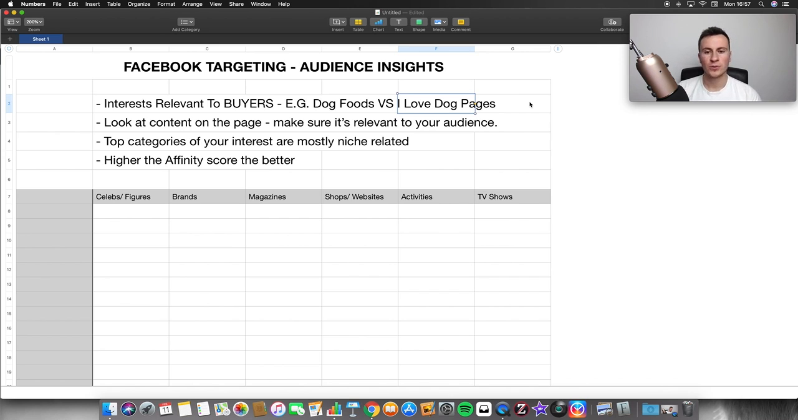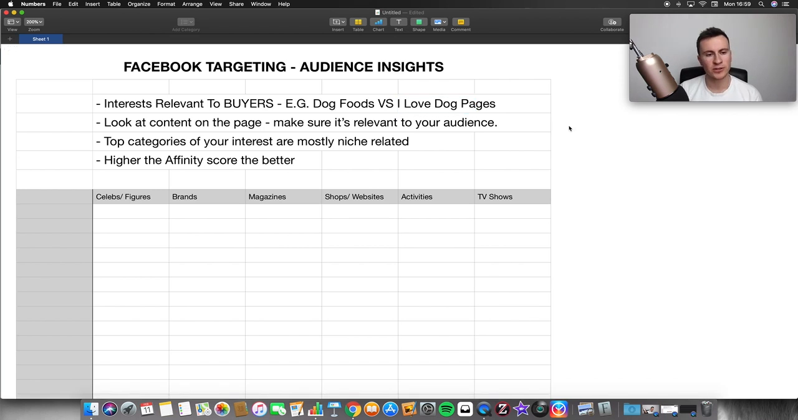So for these two examples, for interest in dog foods, obviously the chances of somebody who doesn't even own a dog being interested in dog food is going to be a lot slimmer than somebody who does own a dog. So obviously that would be a good category of interests to go and target versus the I love dog pages. You don't have to own a dog to like dogs or to love dogs and therefore be part of that interest, if that makes sense. So essentially what we want to do when we're targeting on Facebook is just be targeting those people who are already spending money within the niche.